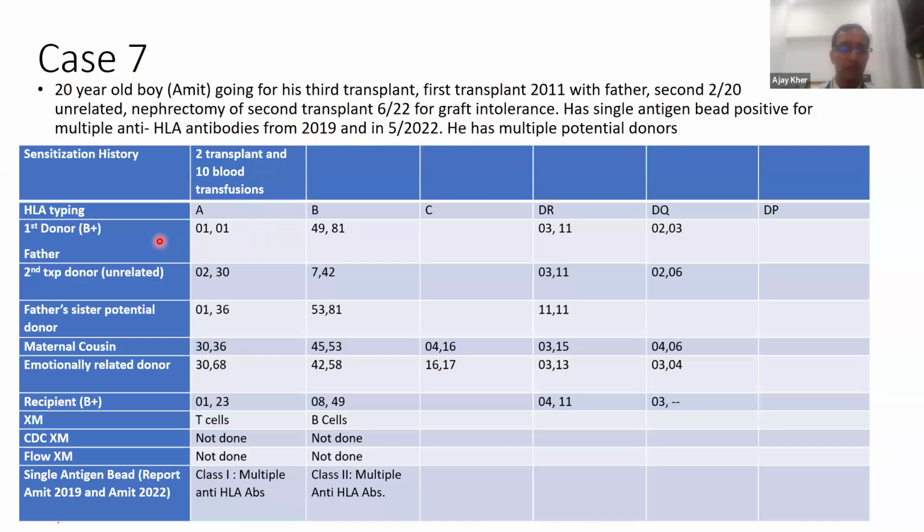You have the typing of the first donor, the second donor, the father, sister, a maternal cousin, an emotionally related donor, and then you have the recipient typing as well. The cross matches haven't been done. You have single antigen bead reports from 2019 and 2022. The question that the family is going to ask you is, what can we do? Who can we move forward with? I've had multiple cross matches which are positive with other donors. And this is a sensitized patient because they've had 2 transplants and then they have 10 blood transfusions as well.